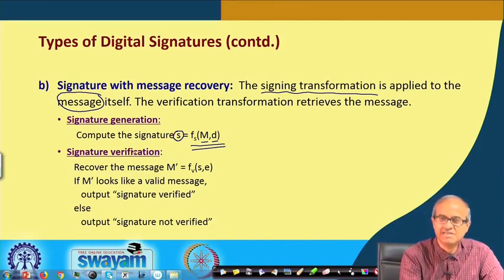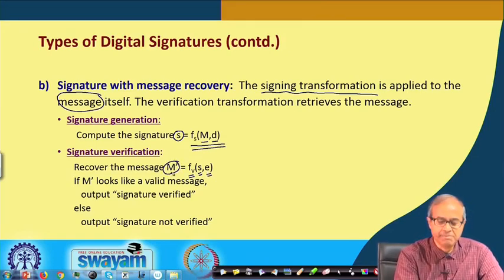So, for verification, the reverse process is done, f v is applied on this signature S using the public key E. So, you are expected to get back the message. So, whatever you get, m prime, you verify it.